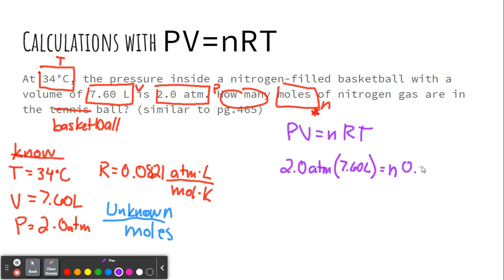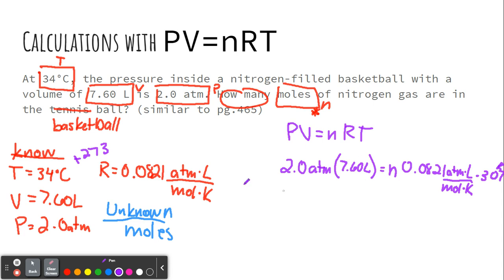I've got my 0.0821 atmosphere liters per mole Kelvin. Now you won't have to necessarily write this unit out every time, but I'm putting it in this time so that we can see how the units cancel. Now my temperature is in Celsius, and we said that we need to convert that to Kelvin. So I'm going to add 273. So that should give me 307 Kelvin when I do that. So I got my K there.